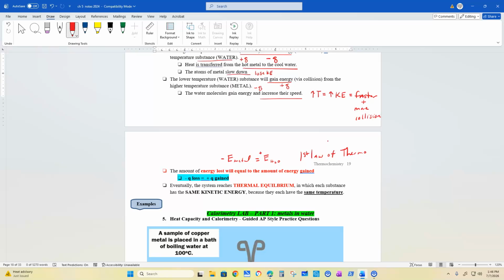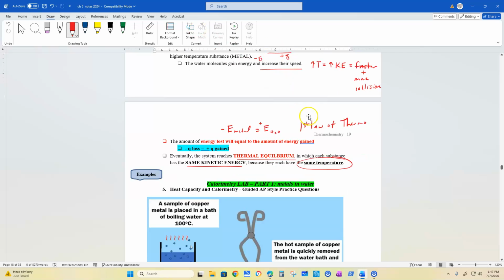So you can even apply this to heat. I know I put Q's up there. It's because we're getting ready to calculate some Q's. So eventually the system reaches thermal equilibrium, in which each substance has the same kinetic energy because they have the same temperature. So when the temperatures stay the same, you have the same energy for the metal and the water.